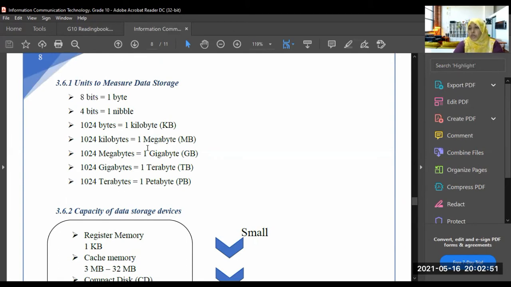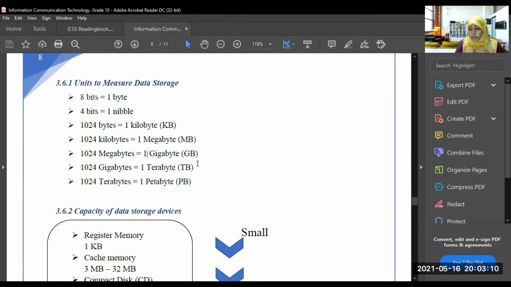So this one you should remember. It is not hard to remember. Just learn it by heart and keep it, because there will be a question regarding the unit measurement of the data storage. Okay, understood the measurement of the data storages?